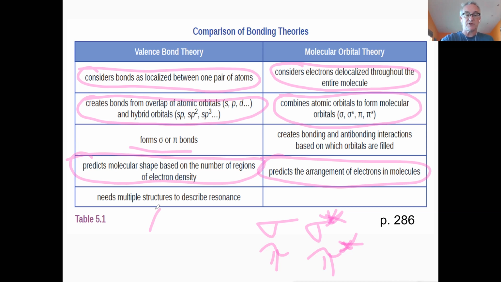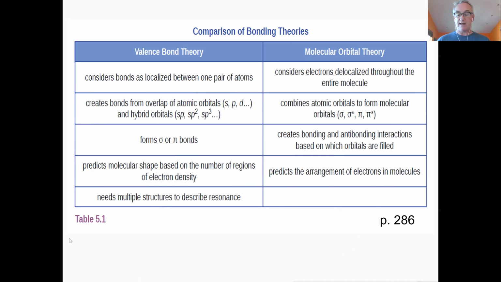Valence bond theory needs multiple structures to describe resonance, as I mentioned before. If you have a double bond on one side of an atom and a single bond on the other, sometimes you can move that double and single bond around. Basically, what you get is an average of a double on one side and a single on the other. Molecular orbital theory doesn't do that. It directly tells you what the bond order is between two atoms just by counting up the electrons. It does not need multiple structures to describe that. It just gives you that structure. It also makes some other interesting predictions, and I'll show you what that is.